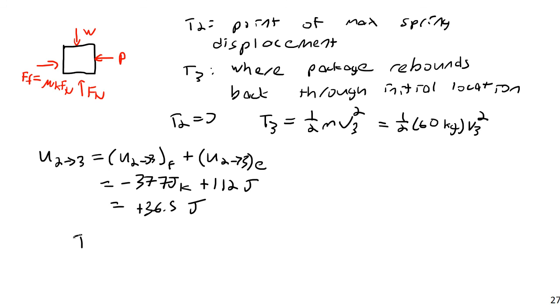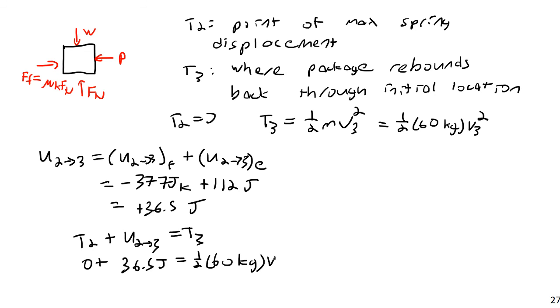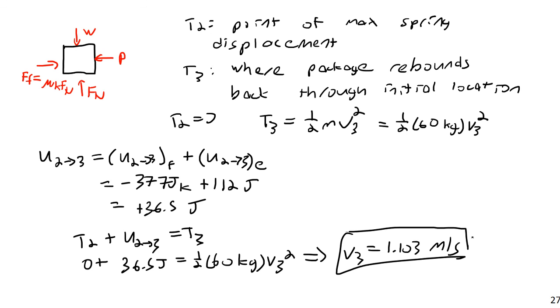So then T2 plus U2 to 3 is equal to T3. So 0 plus 36.5 joules equals 1/2 times 60 kilograms times V3 squared. And from this, I can get that V3 is equal to 1.103 meters per second.